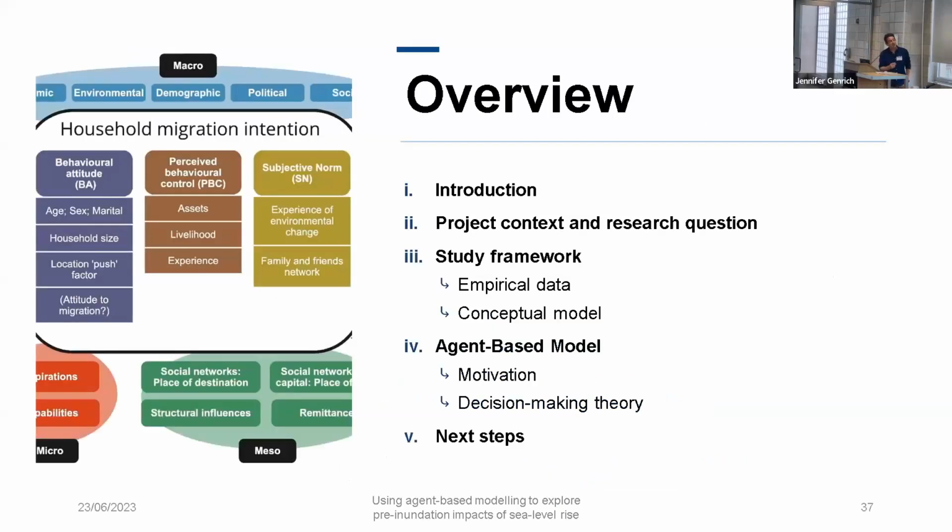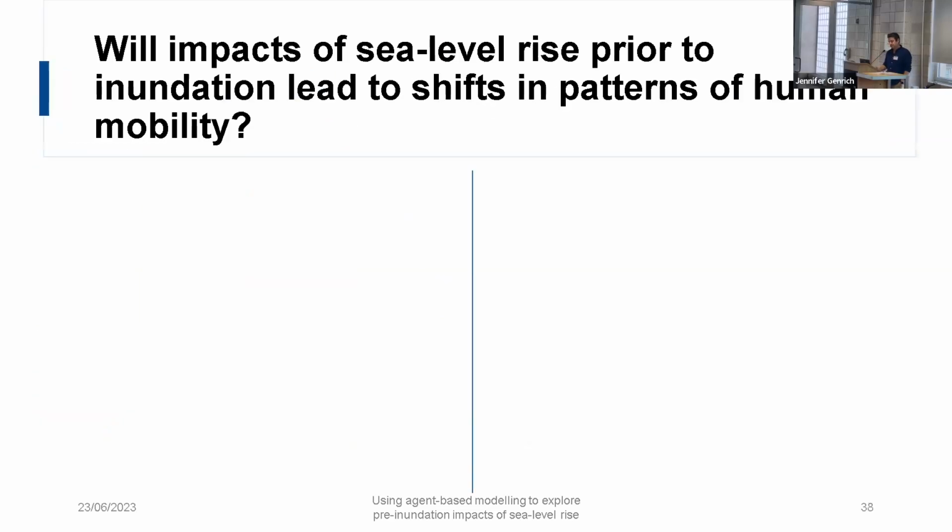So given 10 minutes, I'm going to be looking quite top level. I'm going to introduce and give an overview of the study, particularly the framework of the study itself, looking at the empirical data I'm using and the conceptual model that I've developed to formulate the approach, and then a little bit about the structure of the agent-based model, partly around the motivation for using that approach and also the decision-making theory. Those of you in the room who've used agent-based models understand the decision-making theory is key for how that's formulated. And then I'll just outline some of the next steps.